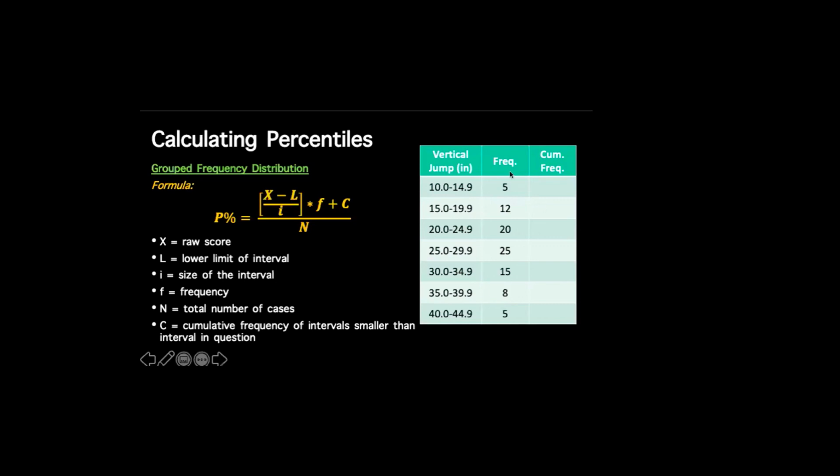When we have a grouped frequency distribution, remember there's a lower bound and an upper bound to a given group. Within this formula, X still represents some raw score within the distribution. L equals the lower limit of the interval that X belongs in. So if I told you someone had a vertical jump of 23.5 inches, the lower bound of the interval they belong in would be 20. If someone had a vertical jump of 16.4 inches, the lower bound of the interval they belong in would be 15.